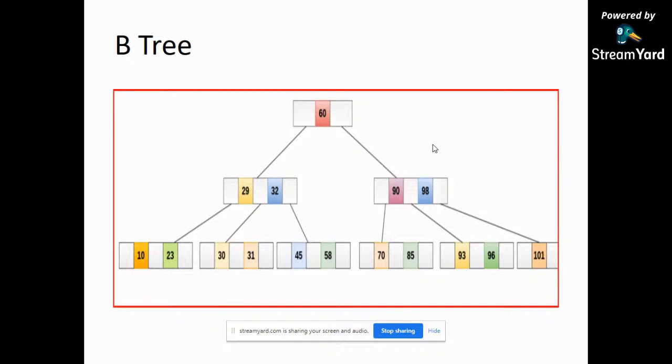So this is the structure, and this is somewhat different from the normal structure. In normal structures, like a normal BST, binary tree or AVL tree, at one location we can store only one element. Here we can store multiple elements.